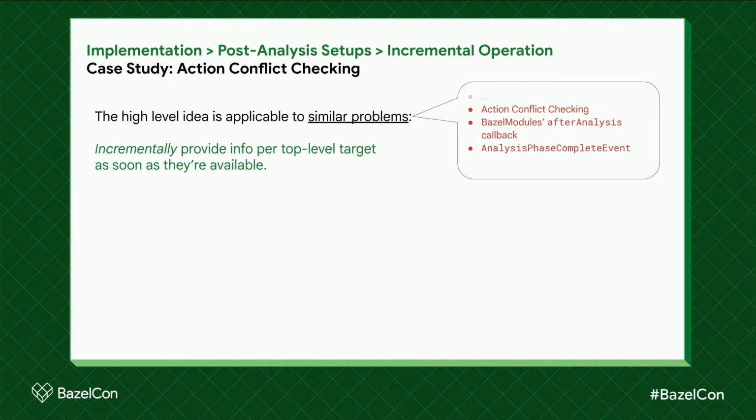Right, and it turns out this high-level idea is applicable to many of the similar problems. So things like the after-analysis callback and so on, we can just incrementally provide the analysis info per top-level target as soon as they're available. So that's just a crash course. If you are interested in more information, these two files are helpful, and you can find them in the Bazel codebase.